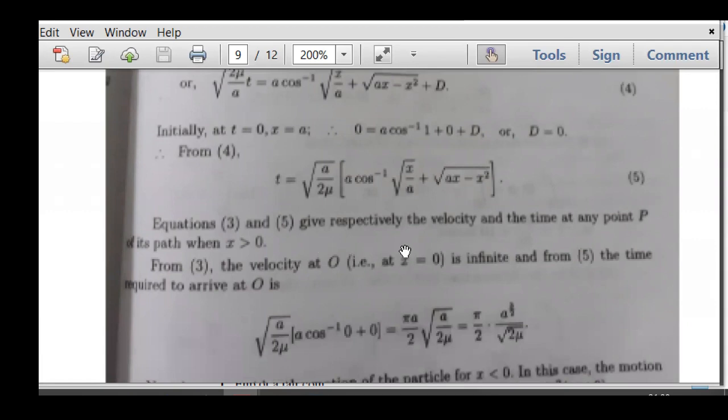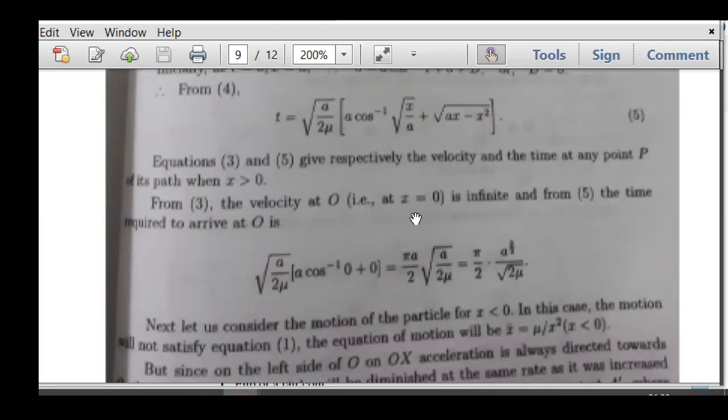So from there only, equations 3 and 5 give respectively the velocity and the time at any point P of this path when x is greater than 0. So from here you can get the velocity. From 3, the velocity at O, that means the center of force, is infinite. You can simply see from here. And the time required to arrive at O is given by this.